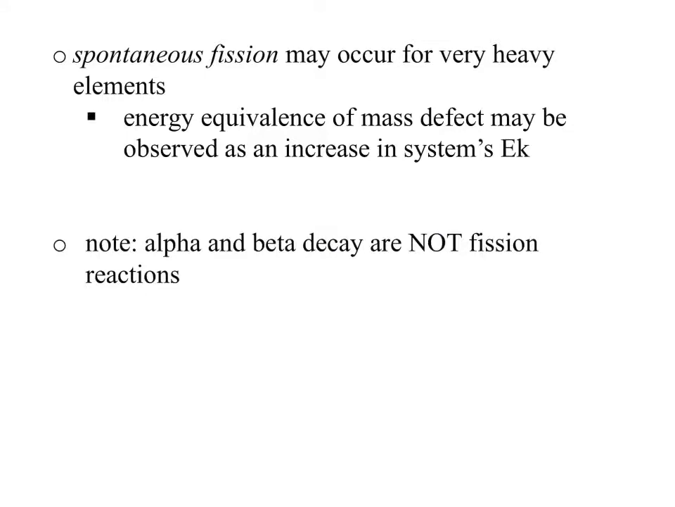So spontaneous fission can occur for very heavy elements, but their energy equivalence of their mass defect can just be observed as an increase in the system's kinetic energy. Okay, but just a note here, alpha and beta decay are not fission reactions, okay? Remember, alpha and beta decay are just when it lets off something small. When we talk about fission, really we have two smaller nuclei, but they're more equal. But with alpha and beta decay, the nucleus is still much greater than that alpha particle or that beta particle. Okay, so those are not fission reactions.